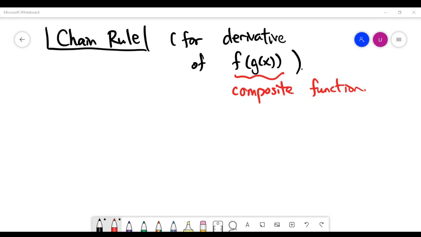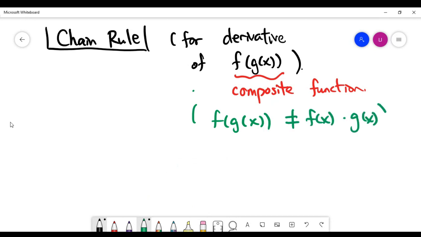So in this video, we'll look at the chain rule for differentiation. The chain rule is so useful whenever you can interpret a function as a composite function. For those of you who are not very familiar with the meaning of a composite function, just to let you know, what I mean by f of g of x is not the same as the product of f times g. They are not the same.